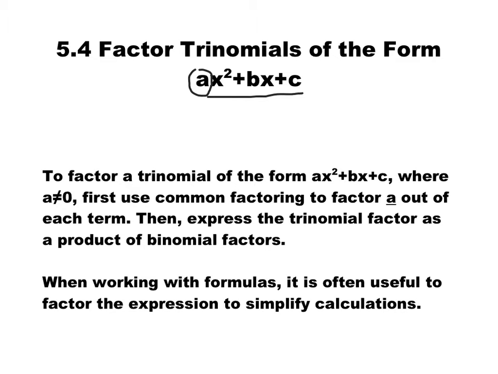Now, if a is equal to 1, we know that we can use sum and product. If a is not 1, then we have to use another technique which we call the decomposition method. The decomposition method is almost like the sum and product method with one difference: after you find a pair of numbers, you are going to decompose the middle term and then continue with factoring.